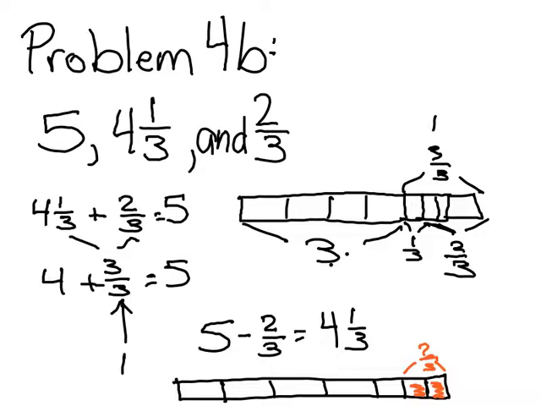And what do I end up with? I end up with a total of 1, 2, 3, 4, and this is 1/3 right here left over. So my answer is 4 1/3 because I diagrammed it out.